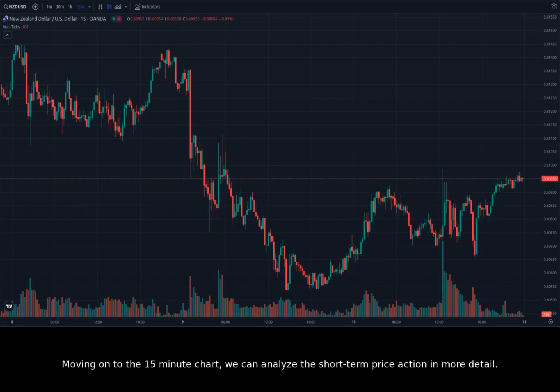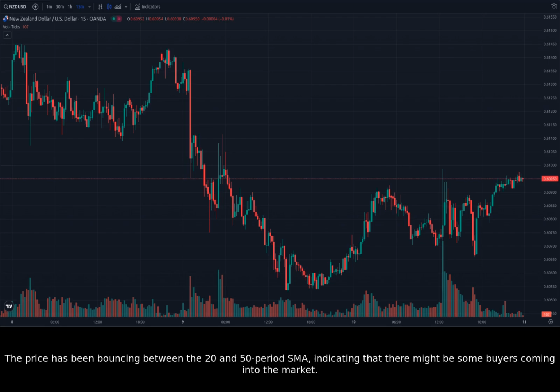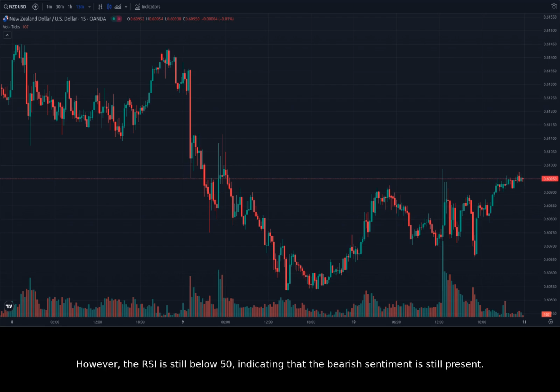Moving on to the 15-minute chart, we can analyze the short-term price action in more detail. The 15-minute chart is particularly important for scalpers who are looking to capitalize on small price movements. While the overall trend is still bearish, there are some signs of consolidation on the 15-minute chart. The price has been bouncing between the 20 and 50 period SMA, indicating that there might be some buyers coming into the market. However, the RSI is still below 50, indicating that the bearish sentiment is still present.